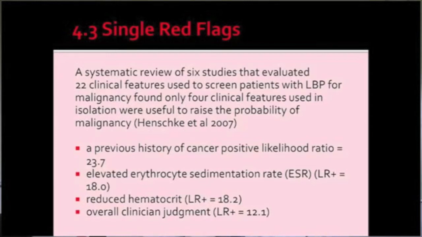A previous history of cancer yielded a positive likelihood ratio of 23.7. Elevated erythrocyte sedimentation rate, or ESR, yielded a positive likelihood ratio of 18. A reduced hematocrit yielded a positive likelihood ratio of 18.2. And overall clinical judgment yielded a positive likelihood ratio of 12.1. Now, the way to interpret likelihood ratios is if you've got a score of more than 10, it's probably going to be important from a clinical perspective.